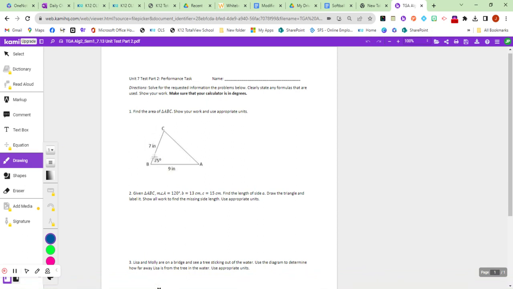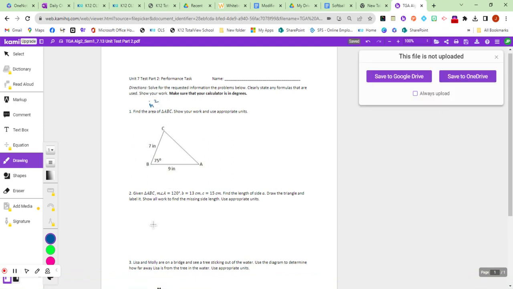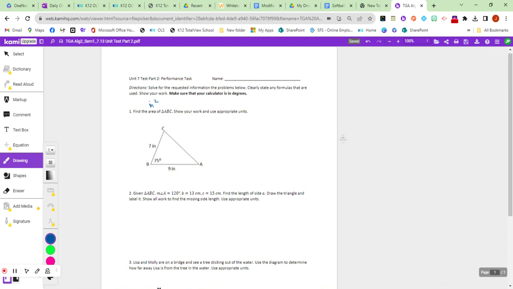Just a quick little reminder that area is always your units squared. So your units, when you get finished, should be inches squared. I would mark off a little bit for that. So we are finding area, so it's going to be inches times inches. Show your work and use the appropriate units. I even put a reminder right there. So those appropriate units are going to be your inches squared.